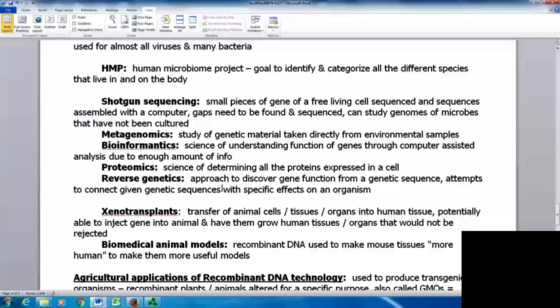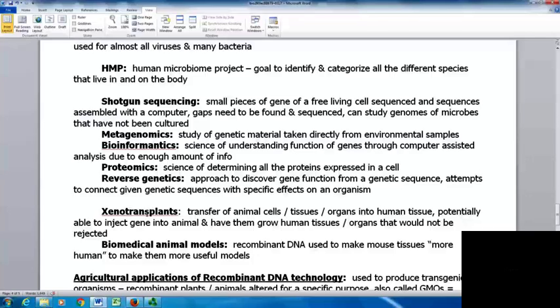What has come about as a result of this is bioinformatics. It's the science of understanding the function of genes through computer-assisted analysis. We've had to go to computer-assisted analysis because of the very, very vast amount of information. With proteomics, this is the science of determining all the proteins expressed in a cell.